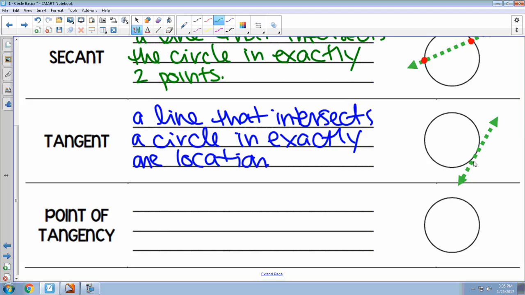Okay, so this is still a line. I can label it. This might be P, this might be Q. So this is line PQ, and it is a tangent line because it is only touching the circle at this 1 point P.